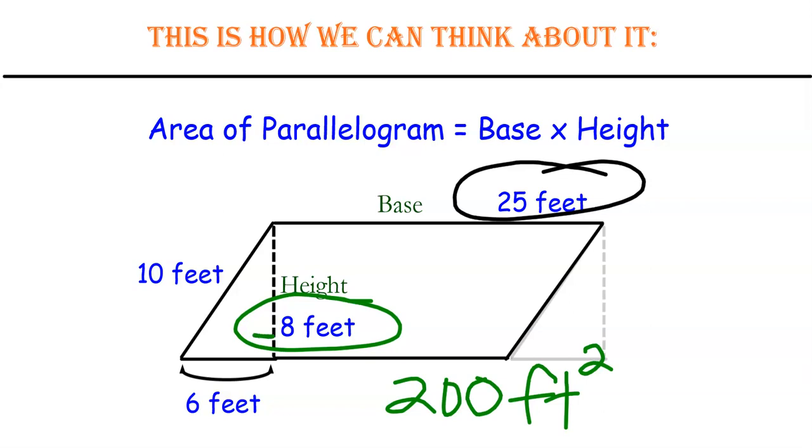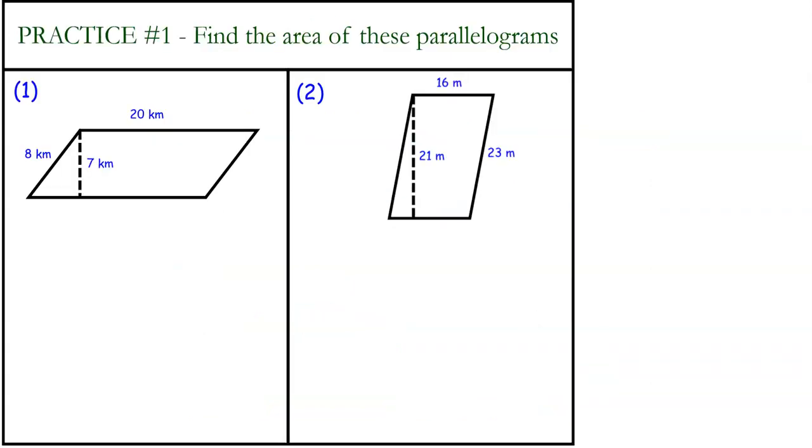Remember that the height must be perpendicular to the base, the same way that the height and the base must be perpendicular in the area formula for a triangle. So in this set of example problems here, go ahead, pause the video, find the area of these two parallelograms, come back when you're ready to see the answers, and move on to a special area formula for rhombuses.